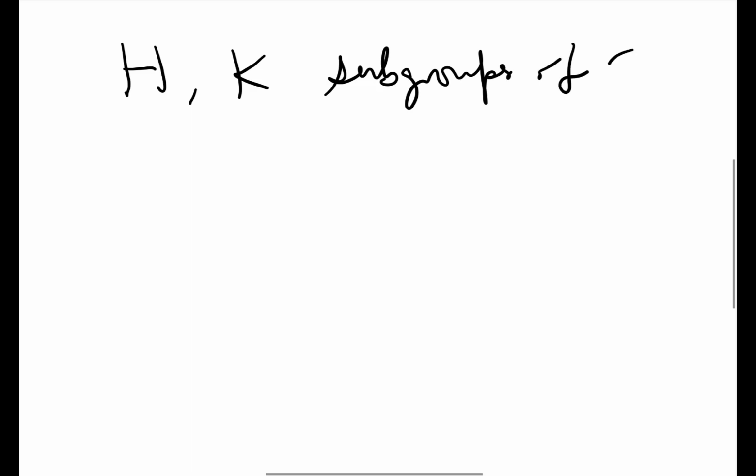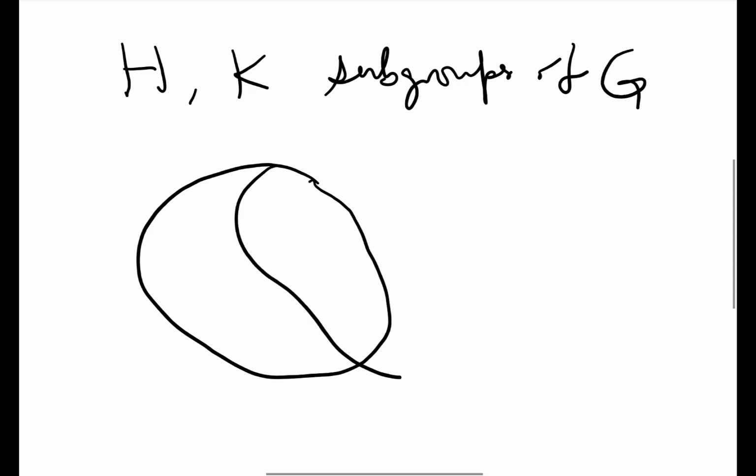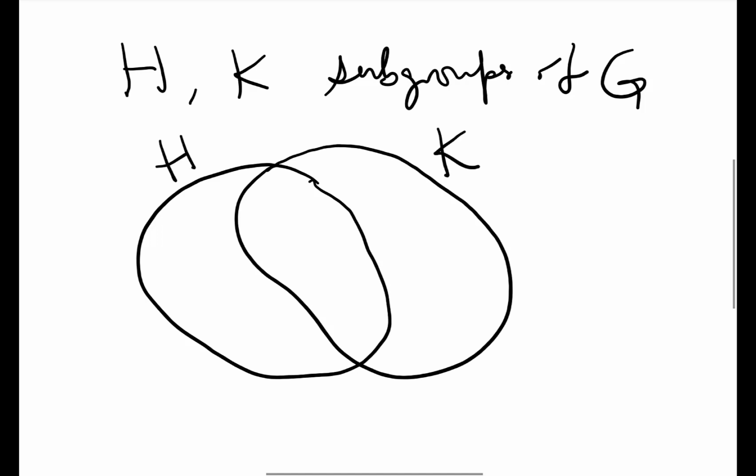Now again, let's say we have H and K, subgroups of a group G, and say we have this situation that neither of them is contained in the other one, and we want to investigate if H union K is going to be a subgroup or not. Because we just showed that the intersection is, for the union we are going to look at that.